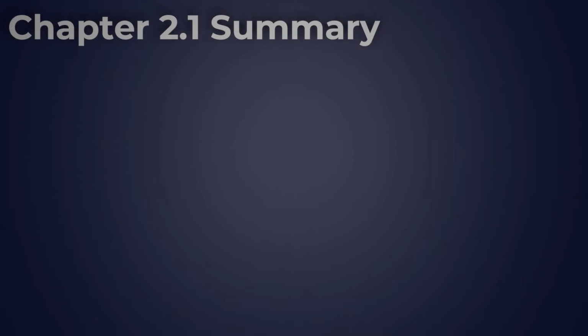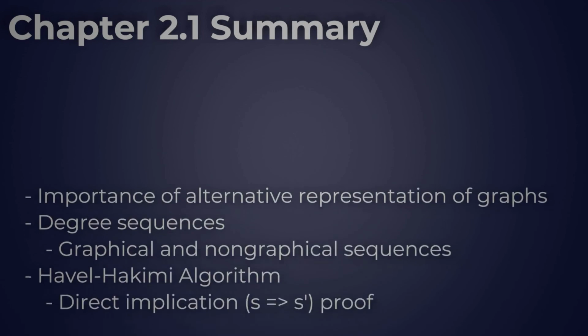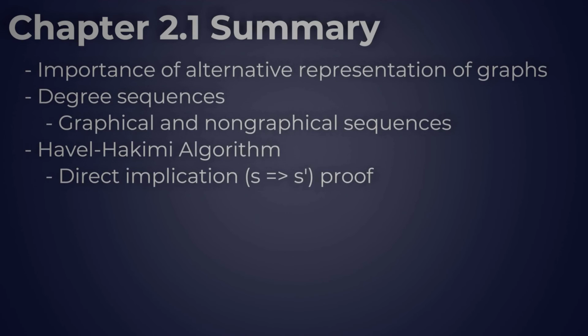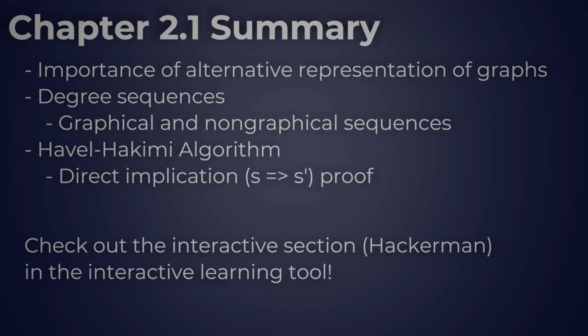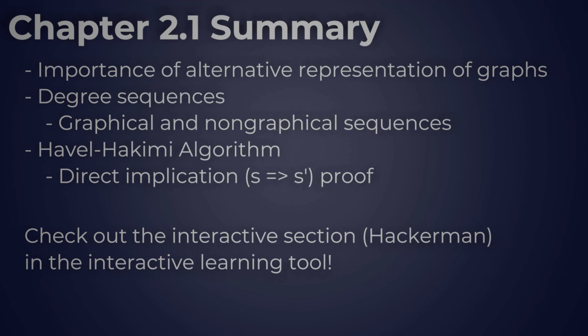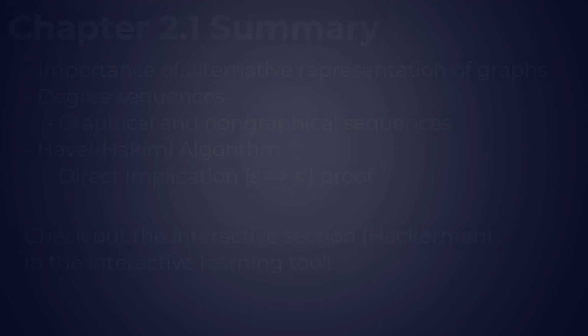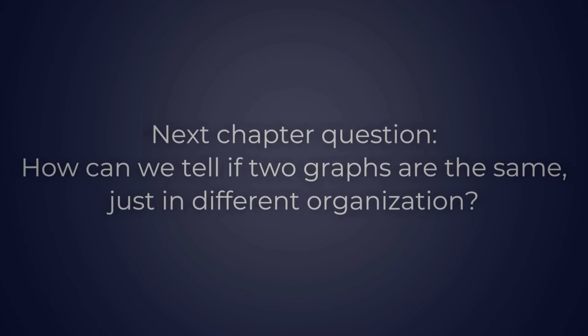In this chapter, we explored the concept of degree sequences and the Havel-Hakimi algorithm. There's an interactive section associated with applying the Havel-Hakimi algorithm to a sequence of numbers. In the next section, we'll be looking at the concept of graph isomorphism, and how we can determine if graphs are isomorphic to each other.